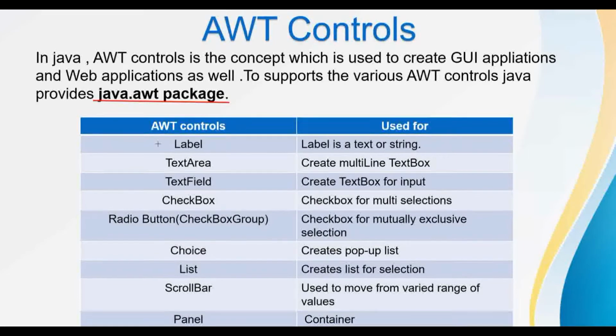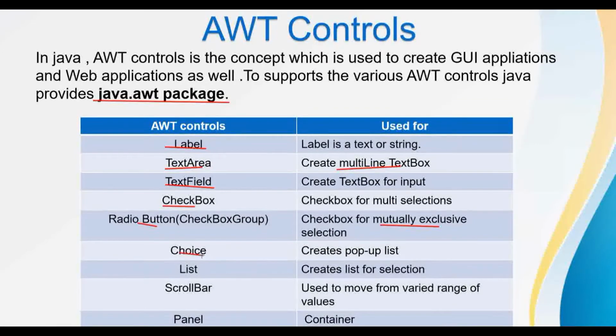Following are some AWT controls. Our first control is label, which is used to set a string or text. Next is text area, used as a multi-line text box. Text field creates a text box for input. We all know about checkbox and radio button. Checkbox is a multi-selection, whereas radio button is an exclusive selection.